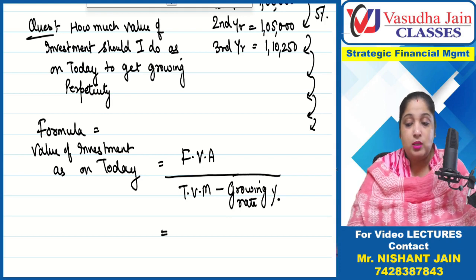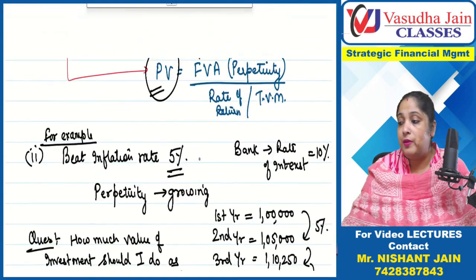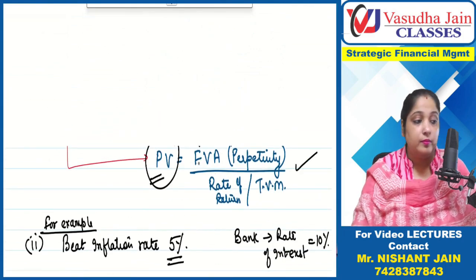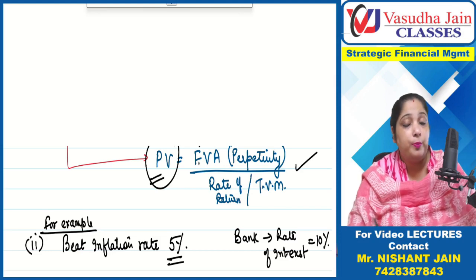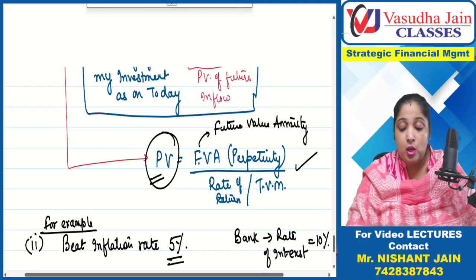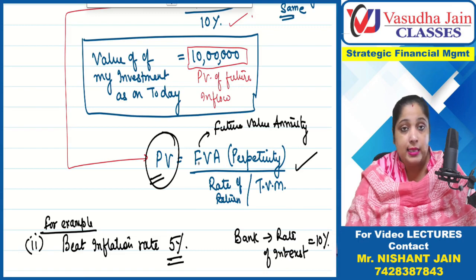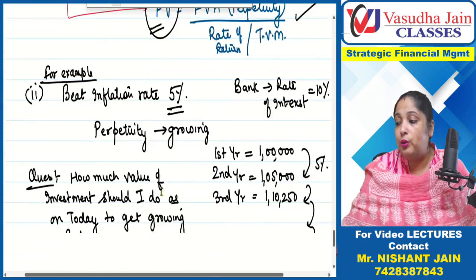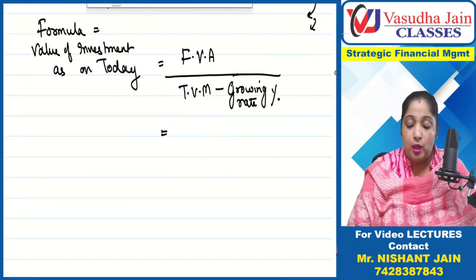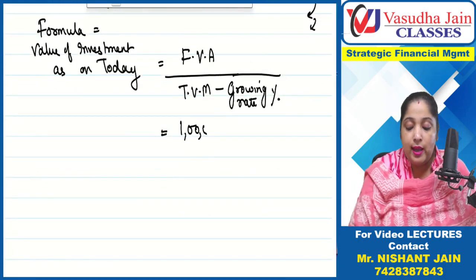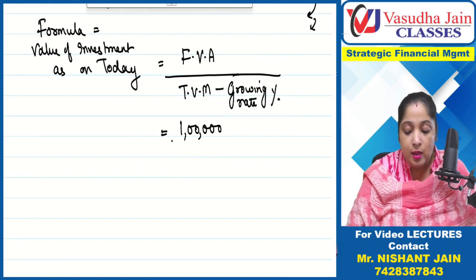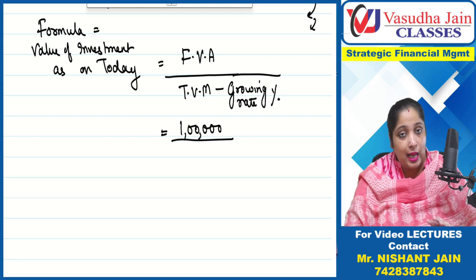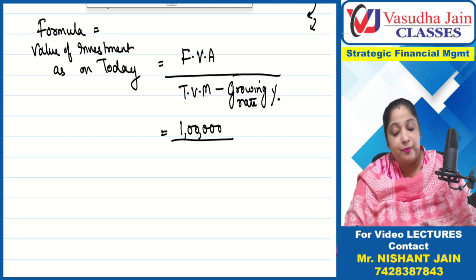What is the formula that you have just used previously? You have used this formula. It is mentioned here. This formula, if you want to find out present value, that is how much investment you should do, then whatever future value annuity is, you just divide by the rate of interest or time value of money. Same I am going to do here. Just subtract the growing rate. So I want the first year to get 1 lakh. 1 lakh I want every year. Plus I also want it to grow with 5%. 5% on last year's inflow, I want it to grow with 5%.